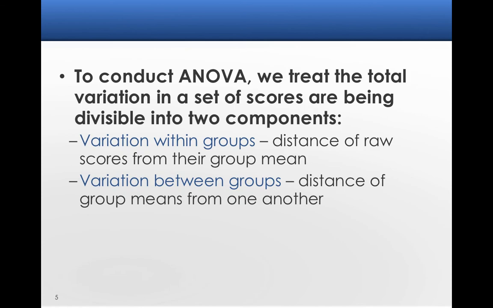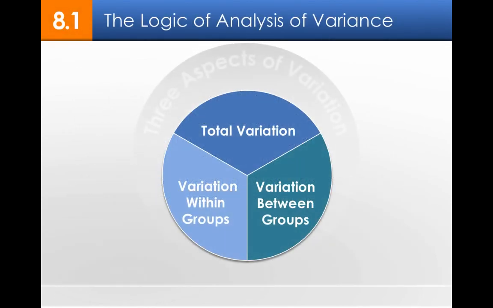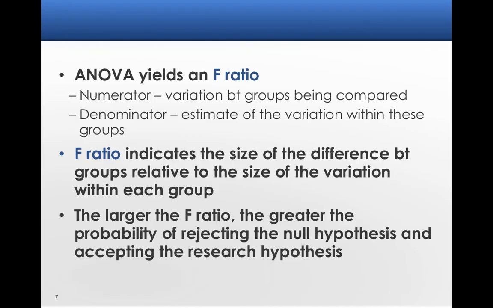To conduct ANOVA, we treat the total variation in a set of scores as being divided into two components: how much difference there is within the groups, that's the distance of those raw scores from their group mean, and how much variation or difference there is between groups, so from one mean to the other.